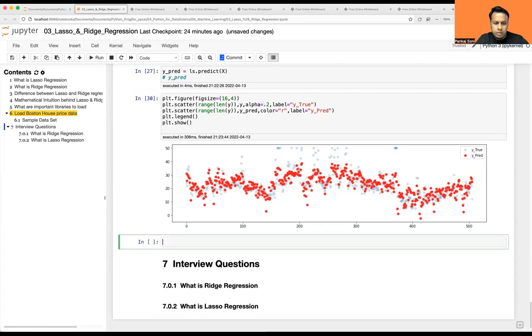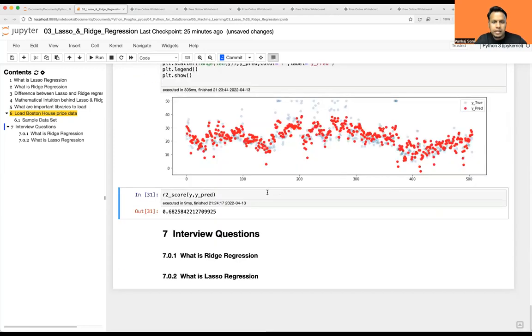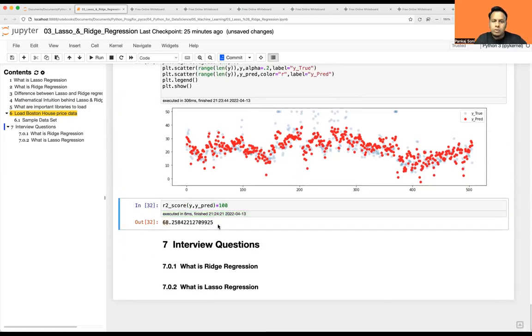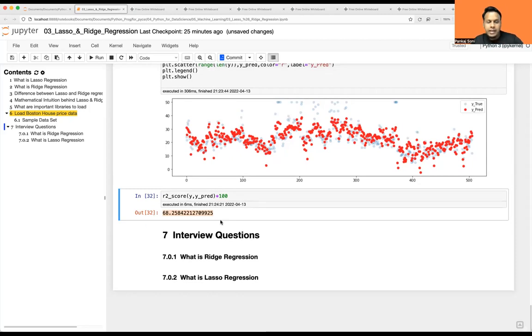Now let's see the score, how much you can score here. This is your y actual data and y_pred. Let's see the score now. See here, we are getting almost close to 68% score, which is not good, not bad. More than 50 is okay, not very good. Now let's see how we can increase it.